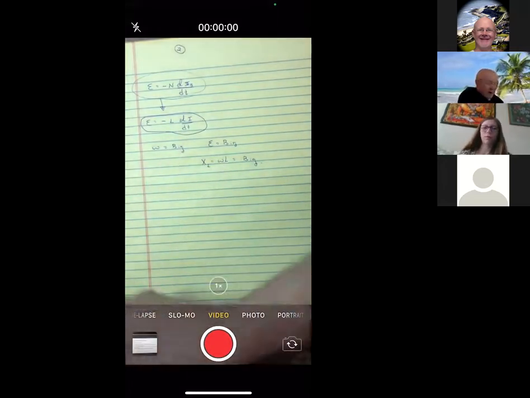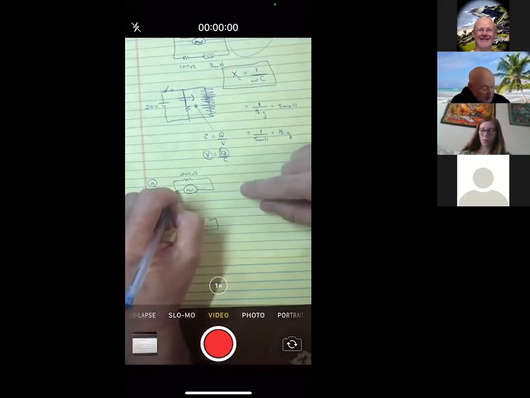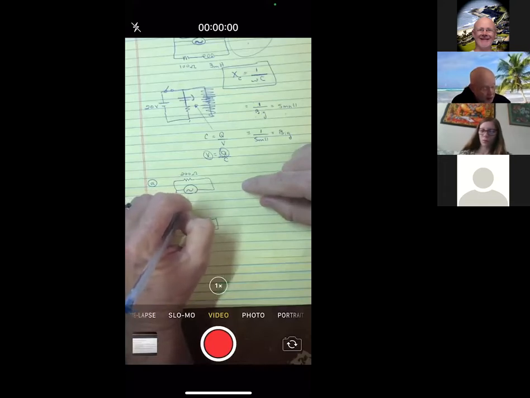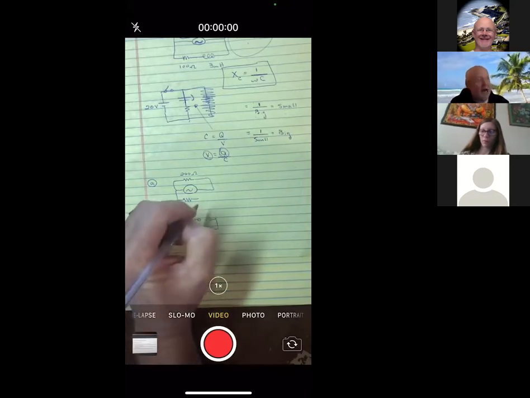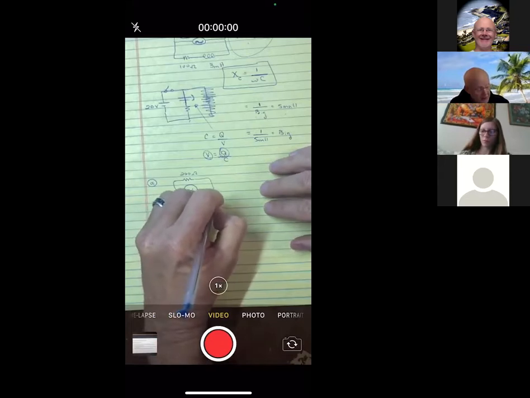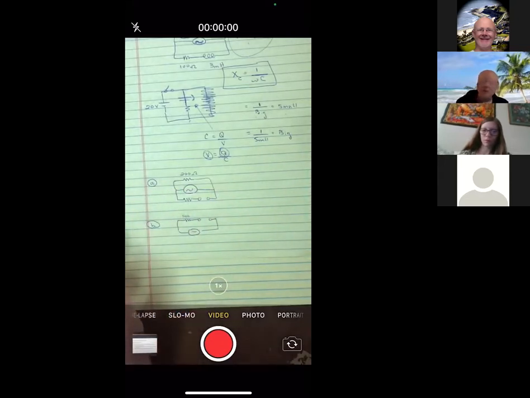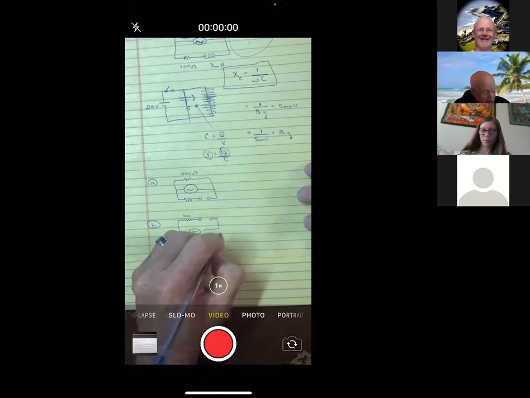So if I come back here to my drawing on page 1, and say, all right, down below, how would I draw the branch with the inductor? For high frequency, I would treat it as an open circuit. And for low frequencies, I would treat it as just a wire.